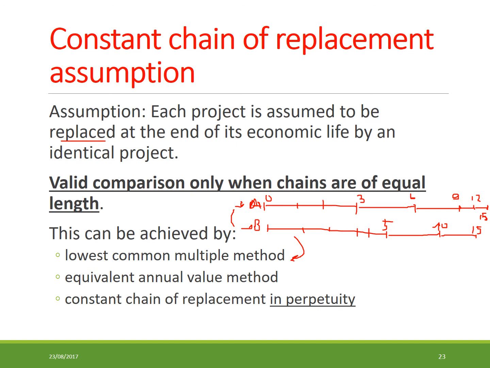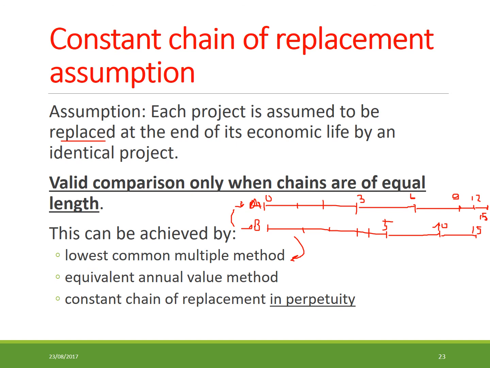We also have a second method, which is called the equivalent annual value method. With this method, we can think of this as an average yearly value of the project, right? So we're comparing two yearly averages.